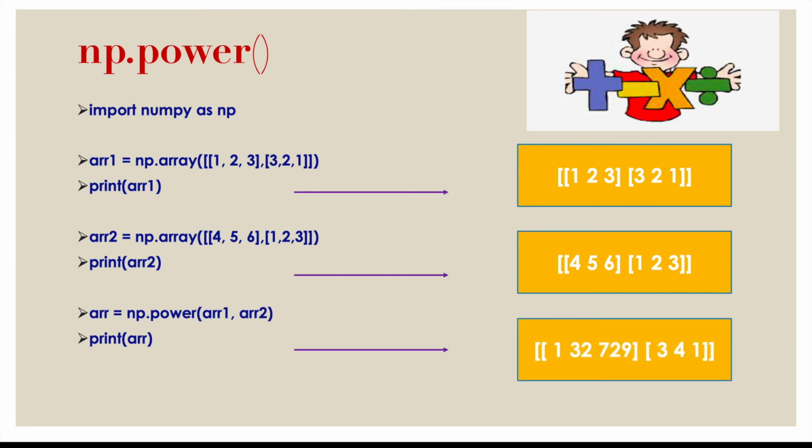So here in this example, the very first element of array 1 is 1 and the very first element of array 2 is 4. So we are going to get the result as 1 raised to the power 4, that is 1. Similarly, if we consider the second element of array 1, that is 2, and the second element of array 2, that is 5, so 2 raised to the power 5 will give 32. So henceforth, this power function will work.